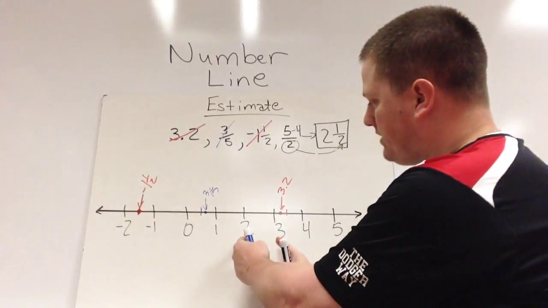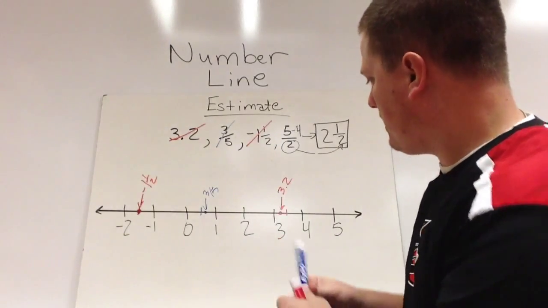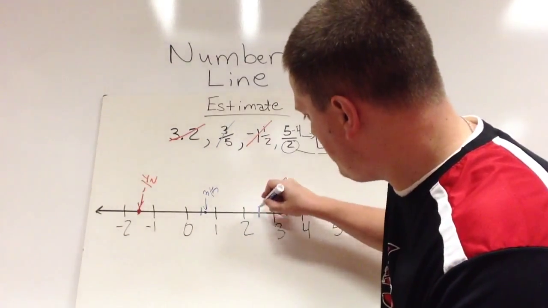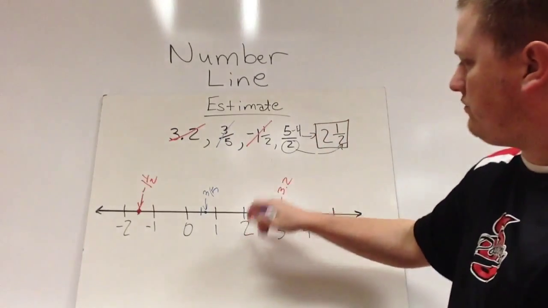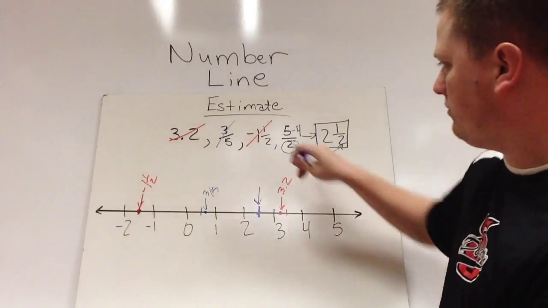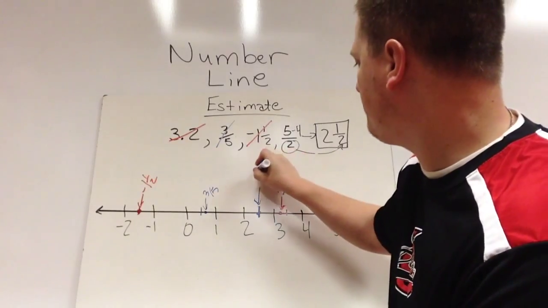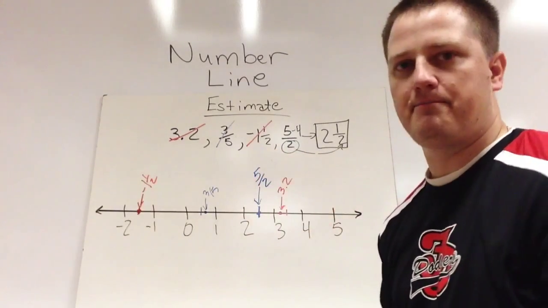So 2 and 1/2 is between 2 and 3. So I'm going to estimate about halfway. And this is 2.5, but we weren't using 2.5, we were using 5/2. So I'm going to need to call it 5/2 instead.